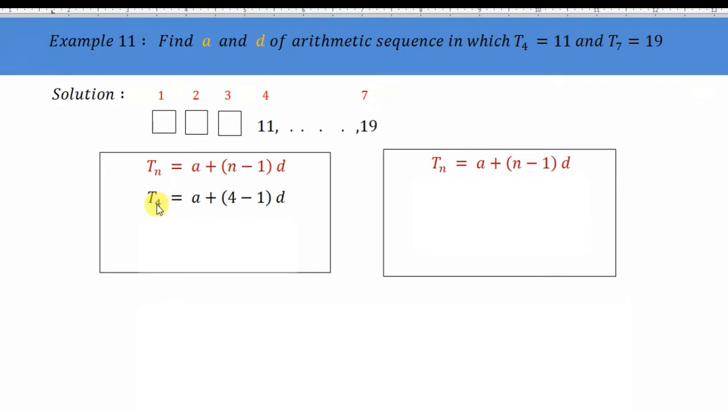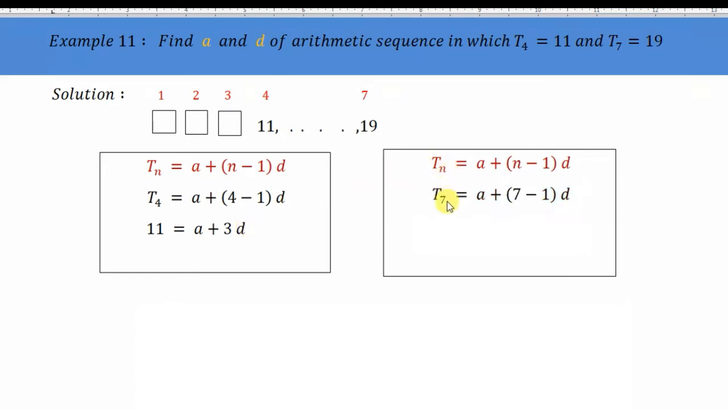So T4 is given, right? So T4 is equals to A, we don't have A, we only have the value of n. We'll put n equals 4 minus 1. We don't even have D. So T4 is what? T4 is 11. The fourth term is 11. So we put 11 here. That is equals to A plus 4 minus 1 is 3, that will be 3D.